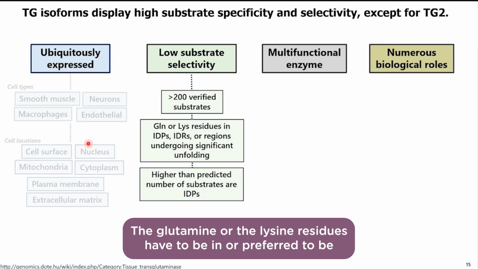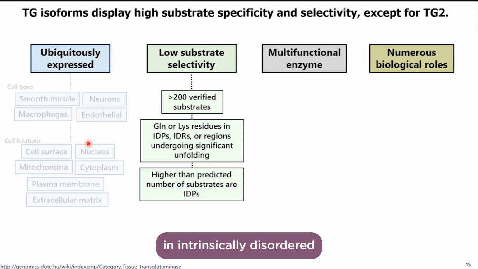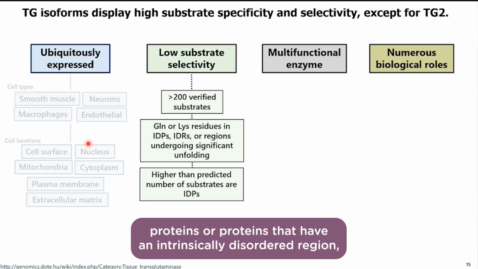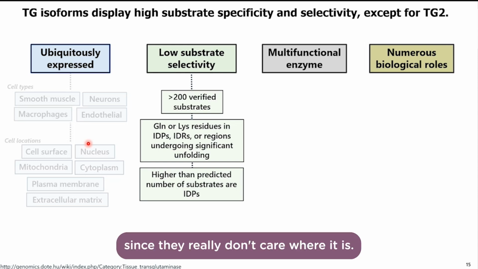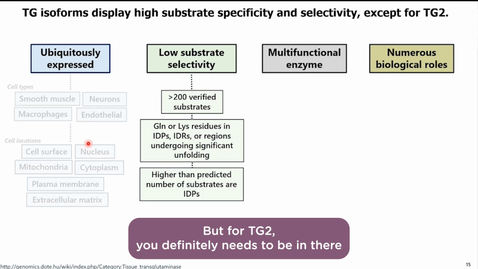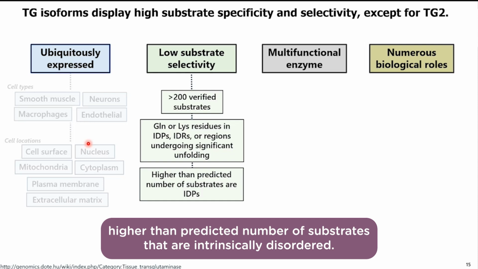The glutamine or the lysine residues have to be, or are preferred to be, in intrinsically disordered proteins or proteins that have an intrinsically disordered region. And that's unique to TG2. The other transglutaminases really don't care where it is. But for TG2, it definitely needs to be in there. There's a higher than predicted number of substrates that are intrinsically disordered.